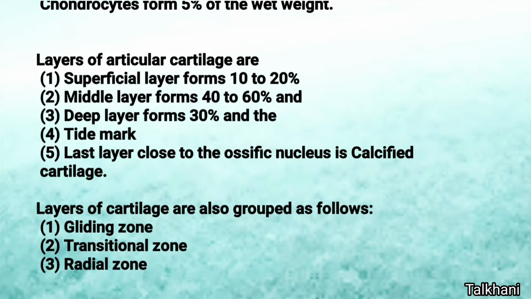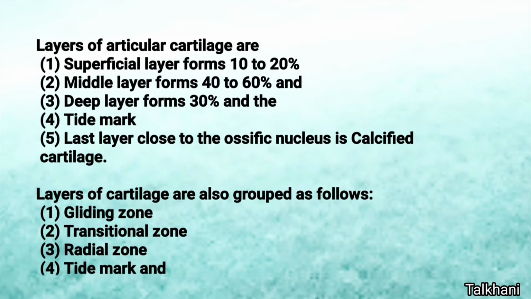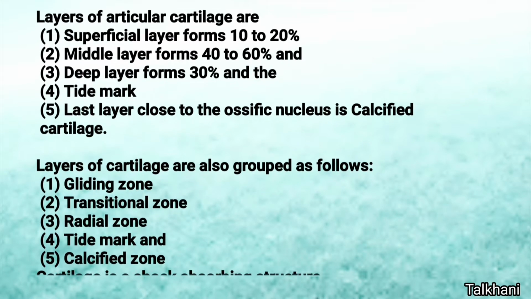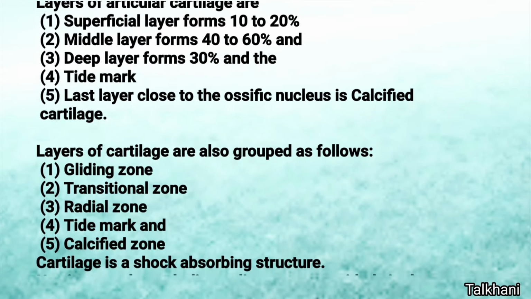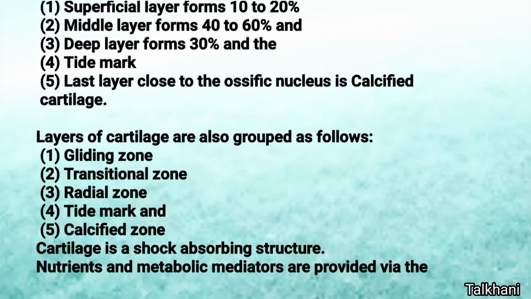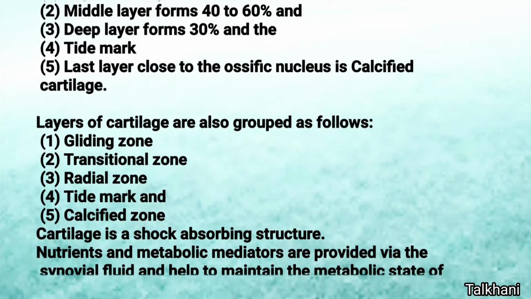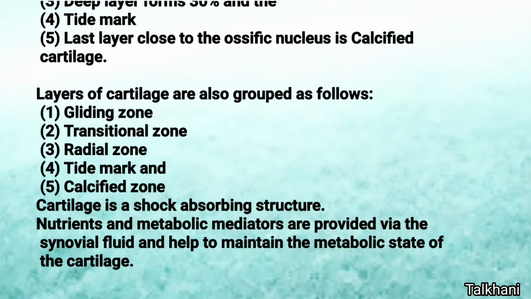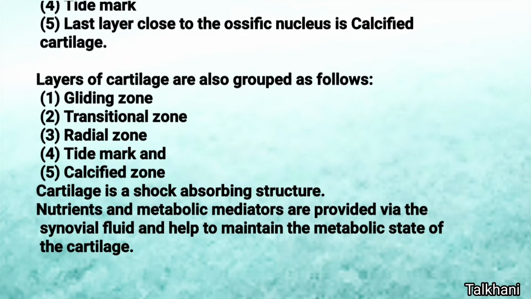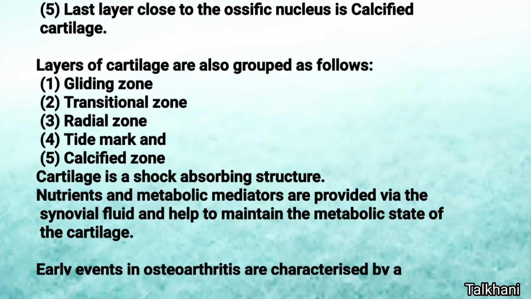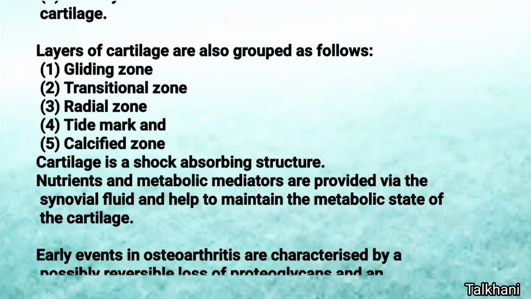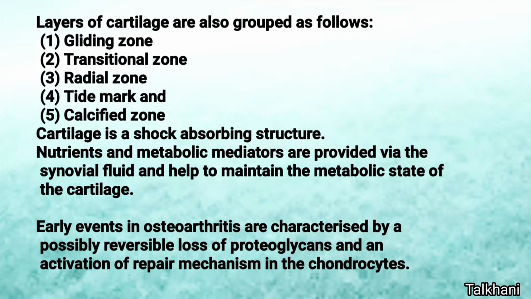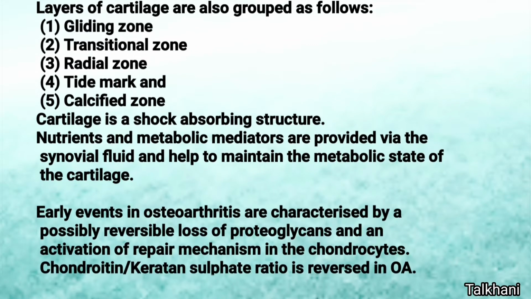Early events in osteoarthritis are characterized by a possibly reversible loss of proteoglycans and an activation of repair mechanism in the chondrocytes. Chondroitin keratan sulfate ratio is reversed in osteoarthritis. Late events include the modulation of extracellular matrix into a variant with inferior biomechanical properties. Damaged cartilage fails to repair to its normal zonal organization, and the collagen regenerated is usually unsuitable for repetitive load bearing.